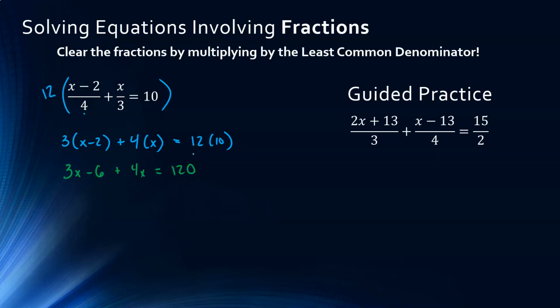And now we're just going to combine like terms. So 3x and 4x are on the same side of the equation, so we're not going to subtract 4x from both sides, because 3x and 4x are both together on the same side. We're just going to combine those together. So 3x plus 4x would be 7x. And then I'm just going to add 6 to both sides to get 126 on the right.